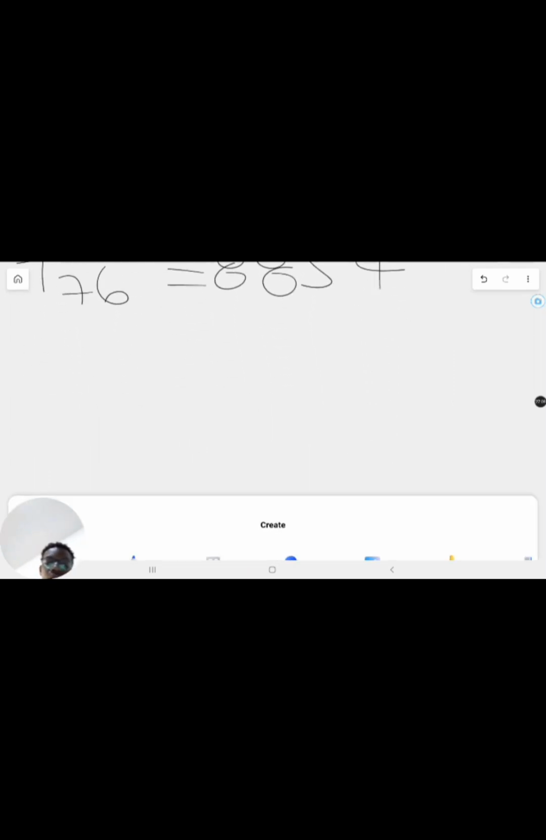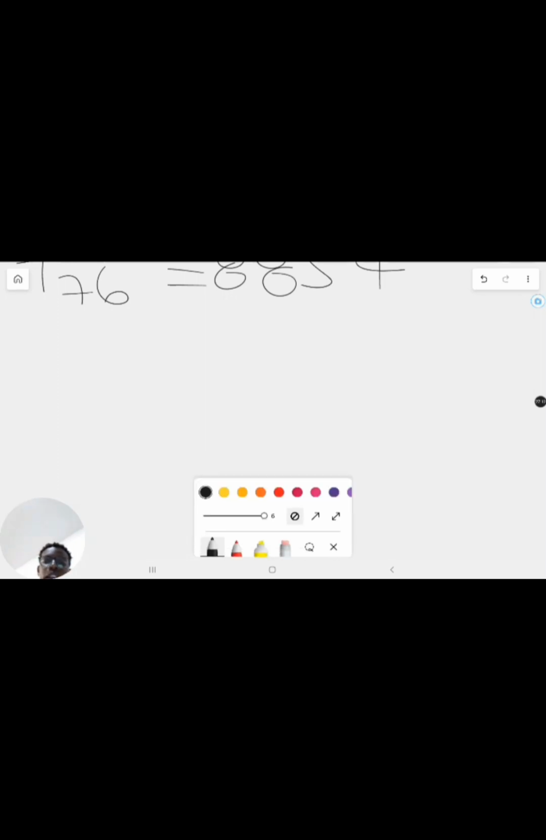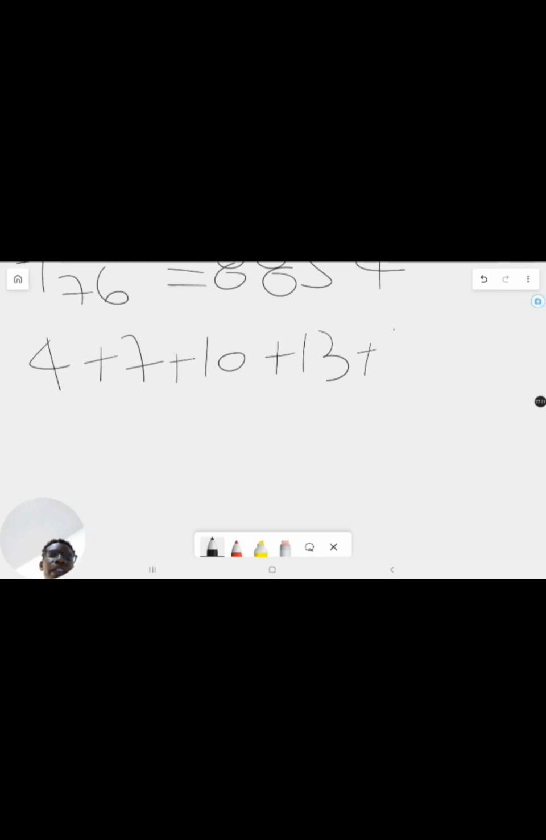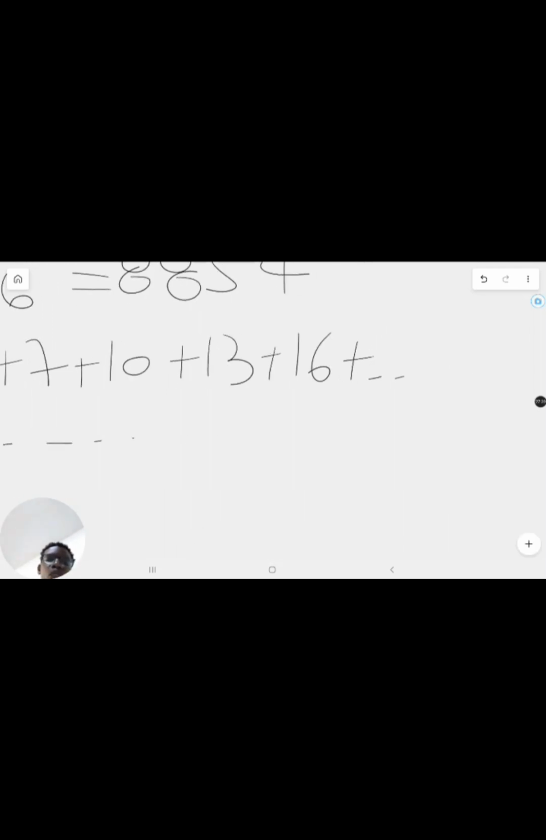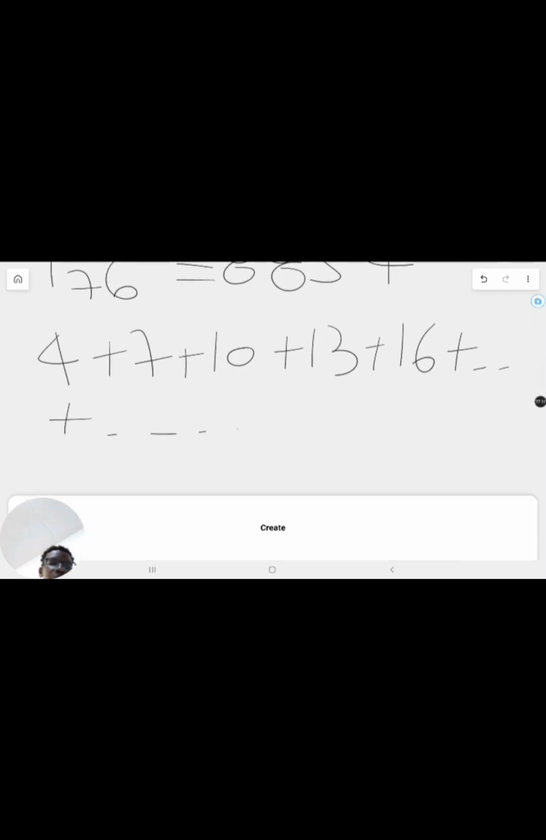For more context, just so that it's absolutely clear, this means that 4 plus 7 plus 10 plus 13 plus 16 plus whatever number comes after, plus all those numbers up until we get to term 76, then the answer that we are going to get is 8854. Remember, 4 is T1, 7 is T2, 10 is T3, 13 is T4. We're going to have to keep doing this up until we get to whatever number we get to by the time we get to T76.